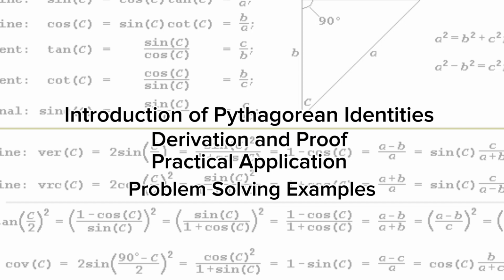Understanding Pythagorean identities is crucial because they are foundational tools in trigonometry that simplify solving problems across various domains in mathematics, physics, and engineering. Mastery of these identities enhances problem-solving efficiency and accuracy.